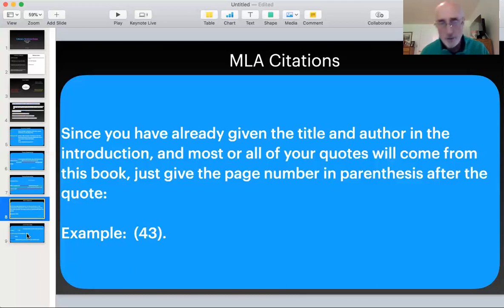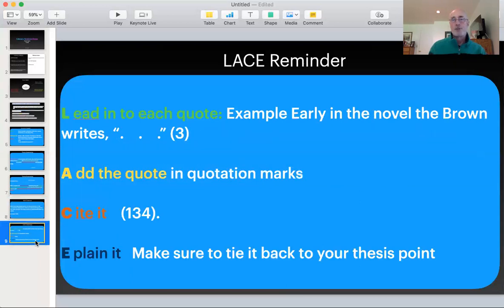If you use another source, which I've had many students do, they have their own ideas, but they also find an online review about this book and they want to use something from that, then you want to give right here in parentheses the author's last name, okay? And if there is no author, there should be, but if there is no author, then the title of the online article. All right. Now, this is just a reminder then.